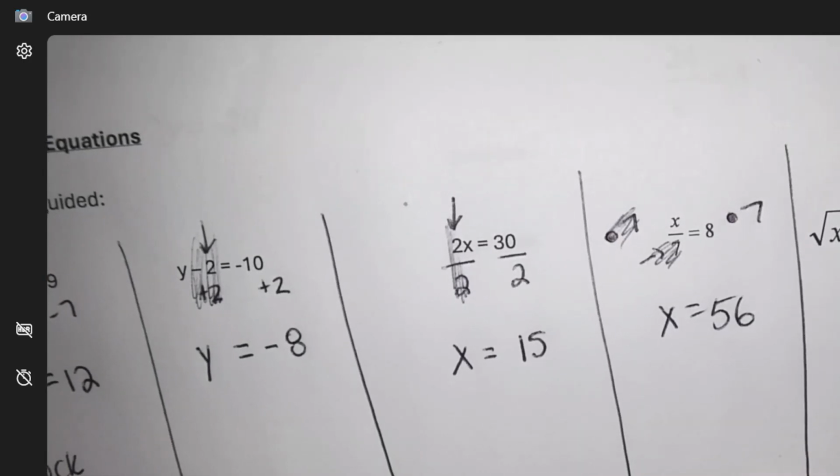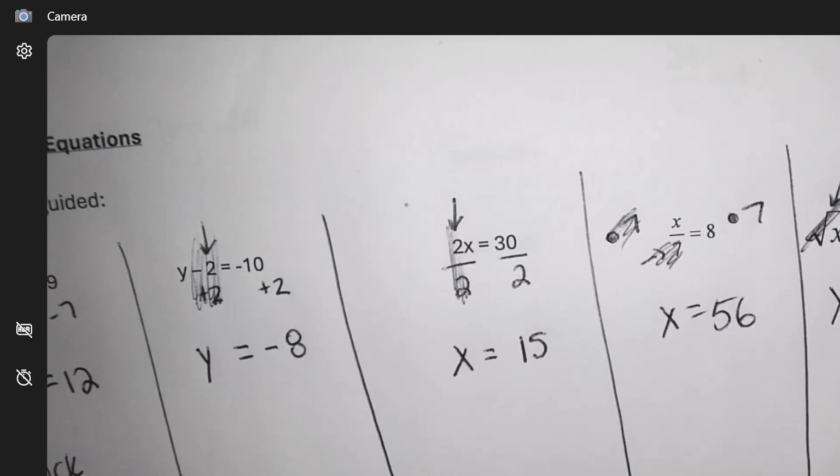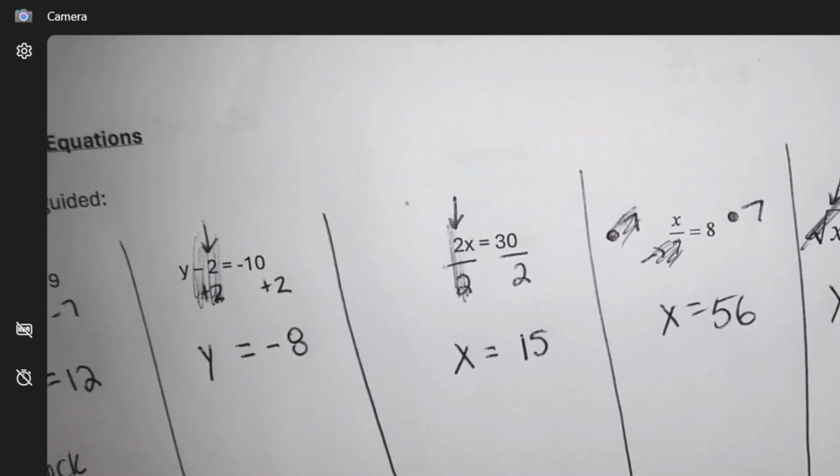Okay, and the last one. I need to get rid of the square root symbol on the x. So I should square it, which means I also have to square that side. Okay? This is the stuff that would disappear, square rooting a square. X equals 81.